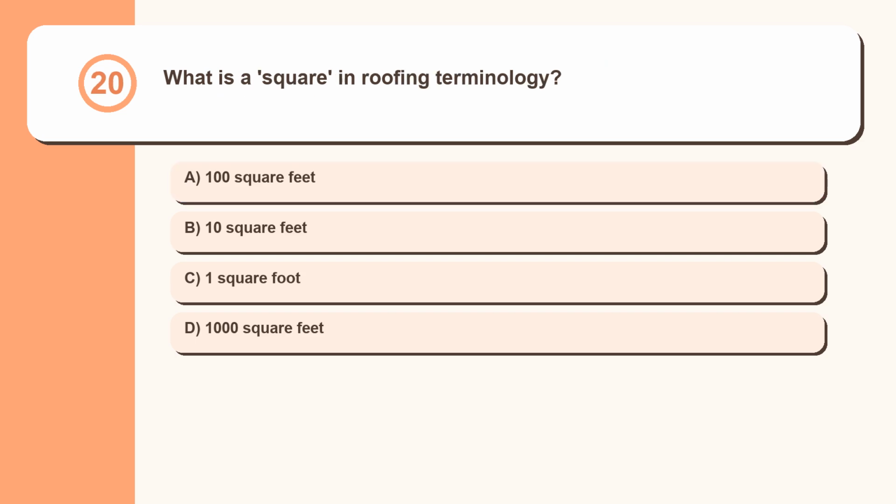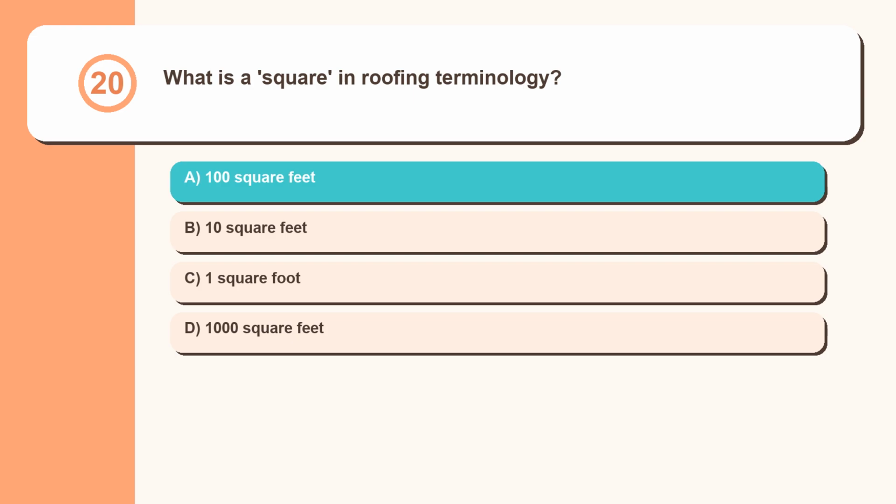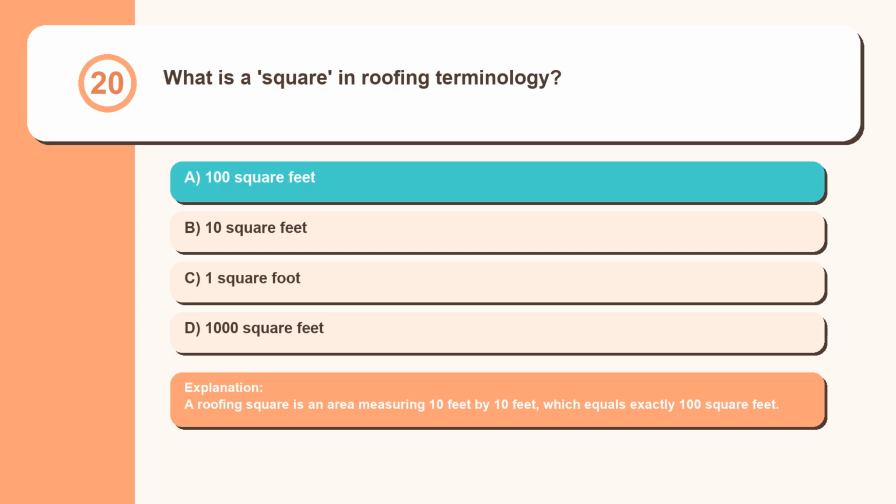Question 20. What is a square in roofing terminology? 100 square feet, 10 square feet, 1 square foot, 1,000 square feet. A roofing square is an area measuring 10 feet by 10 feet, which equals exactly 100 square feet.